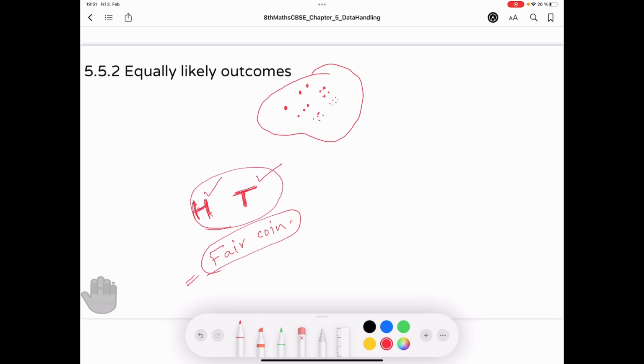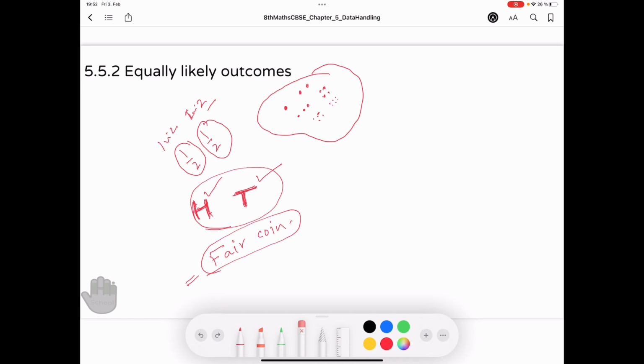For example, in the case of a coin, the chances are 1/2 for head and 1/2 for tail. The probability is 1 in 2 for head, and 1 in 2 for tail. So that is 50% for head, 50% for tail.